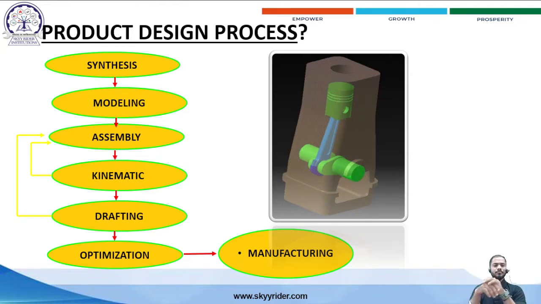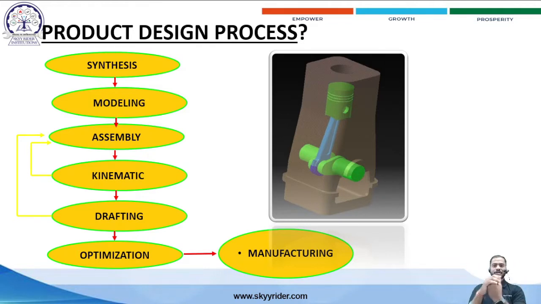Then at last in CAD we'll have drafting. Drafting means we give a proper diagram to our manufacturer, saying this is the outline of the product, prepare the product like that. That is why drafting is used.